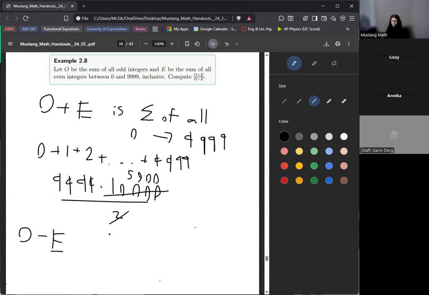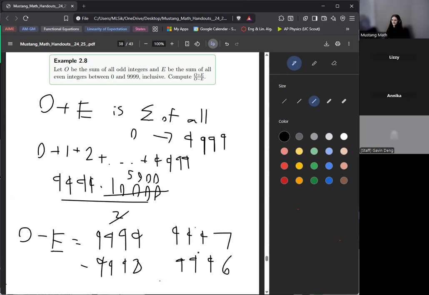Whenever we have large groups of sums like this, we want to group the numbers up, because we know this is going to be equal to 9999, that's O, 9997, and so on. But E is going to subtract 9998 and 9996. So you compare all of these to get, oh, the odd is first. Yeah, isn't that what I wrote?